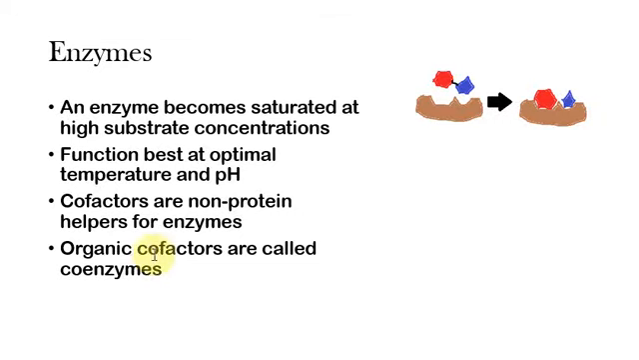Now, iron obviously is a metal. In this case, it's an ion of the metal. But when a cofactor is organic, it's called a coenzyme. And there are a couple examples of coenzymes when we talk about respiration, so you can go see that video if you want those examples.